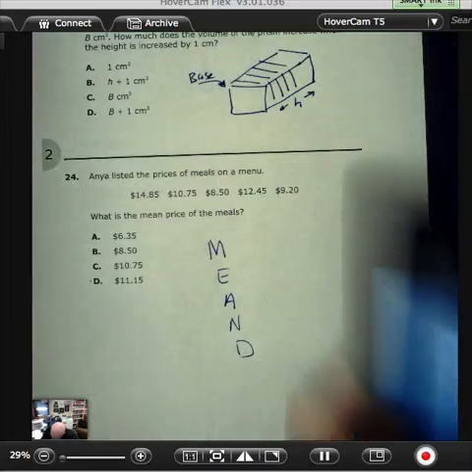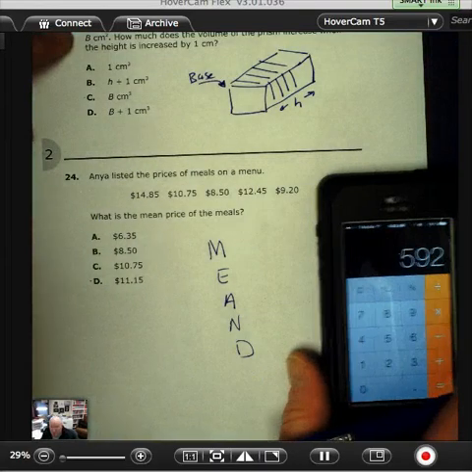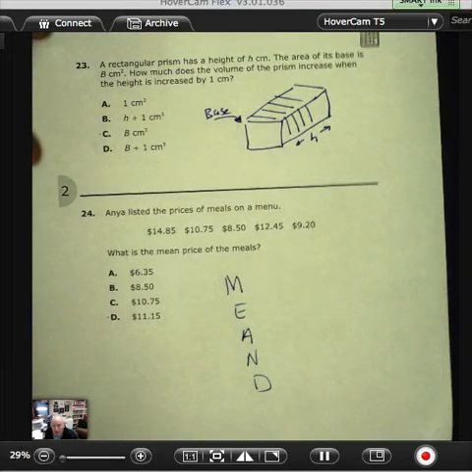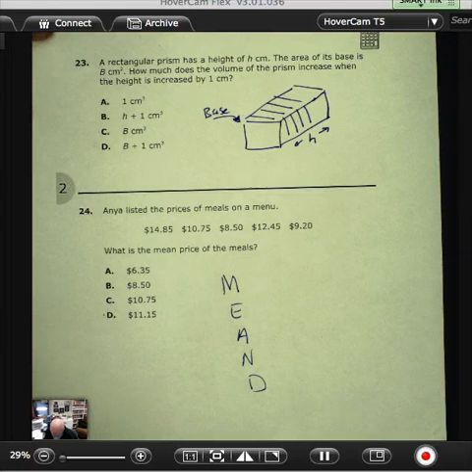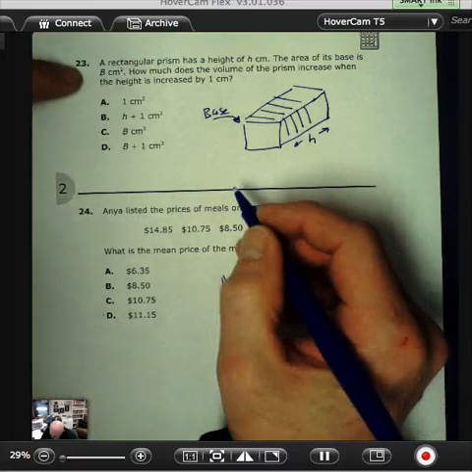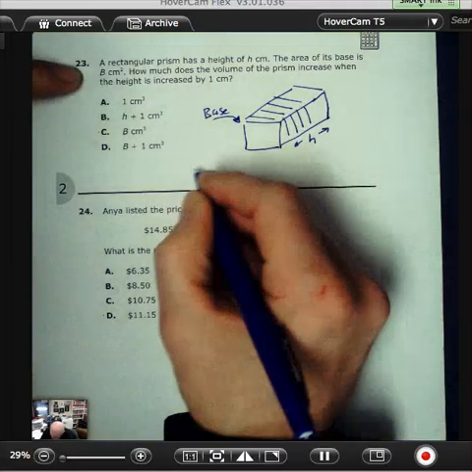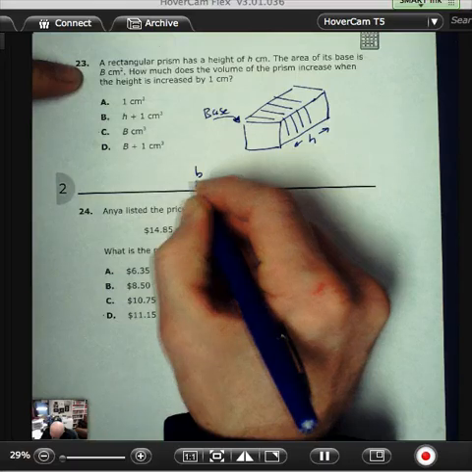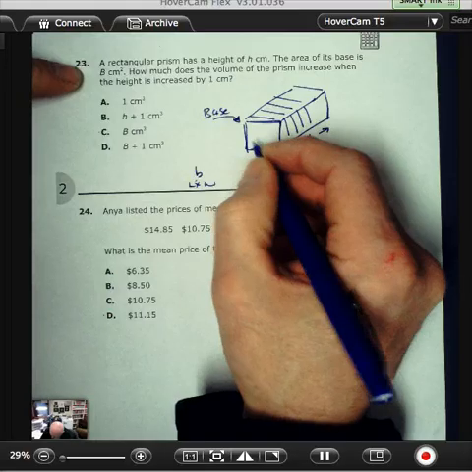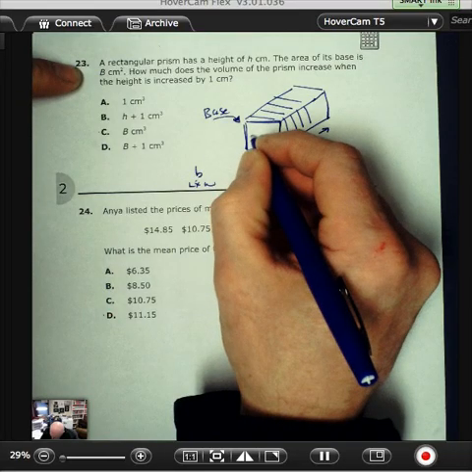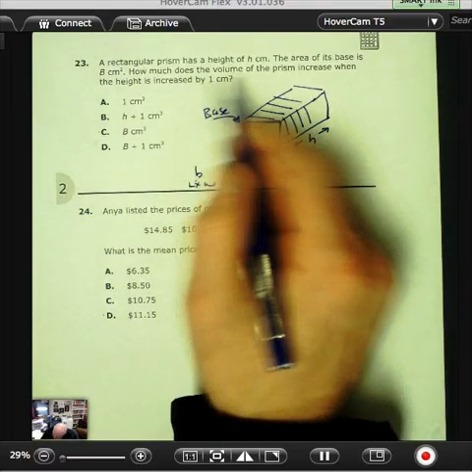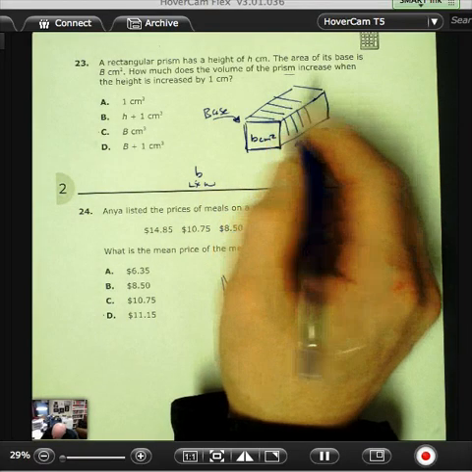Just a couple left here. This rectangular prism has a height. I'm going to slide that down so you can see the question. This rectangular prism has a height of h centimeters. The area of its base is b times c centimeters squared. So I remember that base is like length times width. They've already given us the area, and they're saying that it's b times c centimeters squared. So how much does the volume of the prism increase when the height is increased by 1 centimeter?